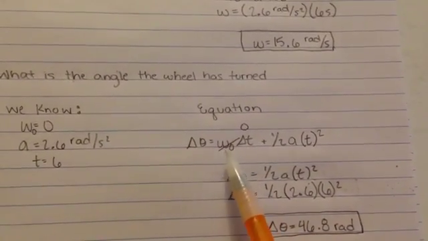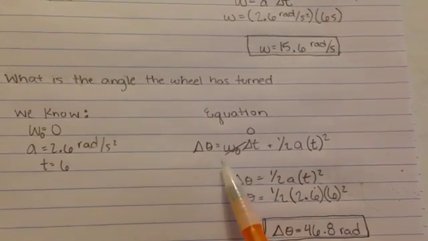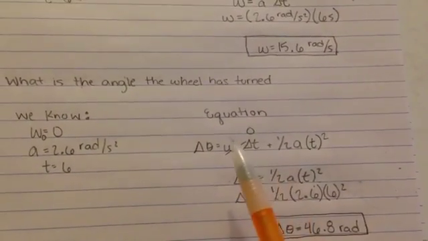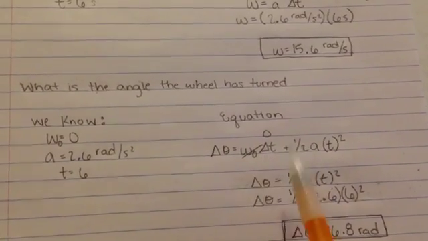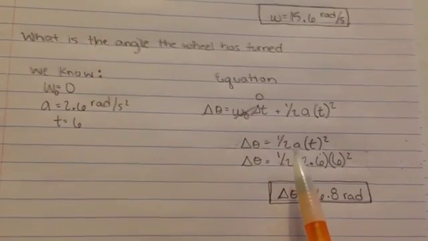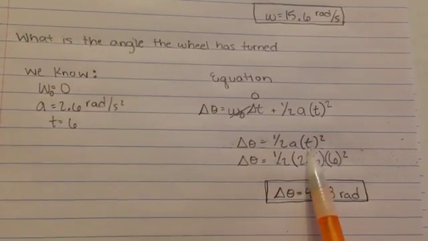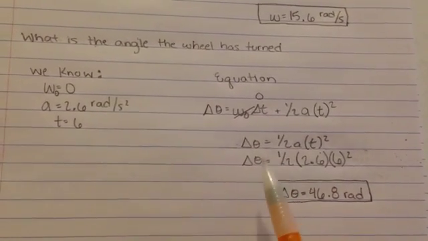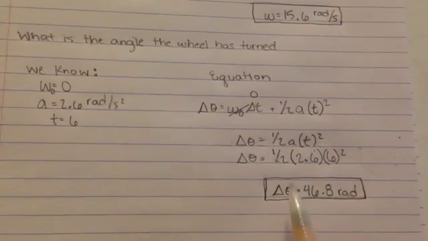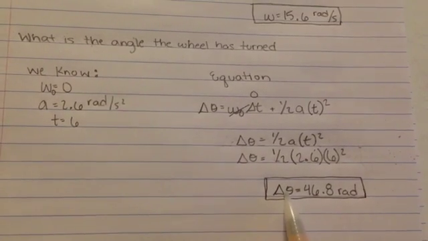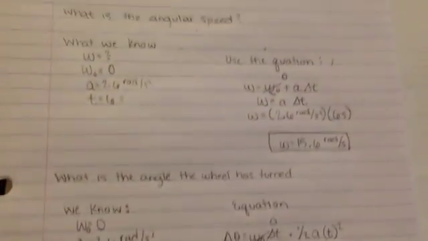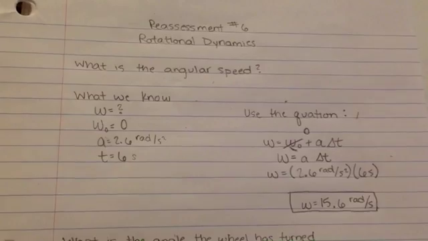Because we know that the initial angular velocity is 0, we can cancel this out, which allows us to then cancel out the change in time, because 0 times any number is 0. That leaves us with the equation delta theta equals 1/2 acceleration times time squared. So if you put in 1/2 times 2.6 times 6 squared, you get that delta theta equals 46.8 radians. Like I said, this is my reassessment for rotational dynamics.